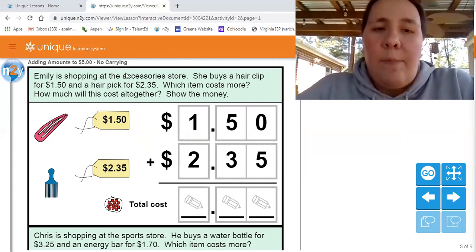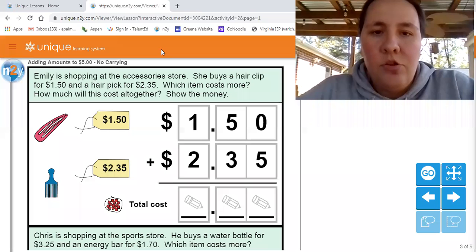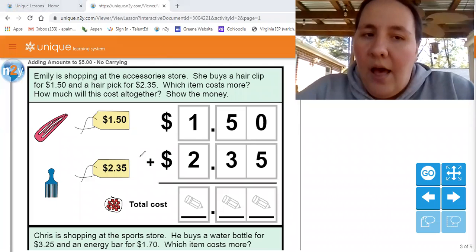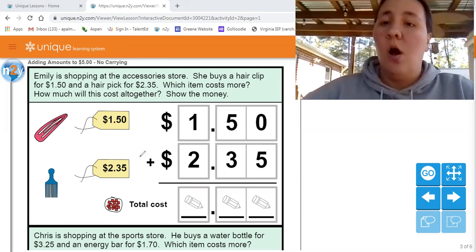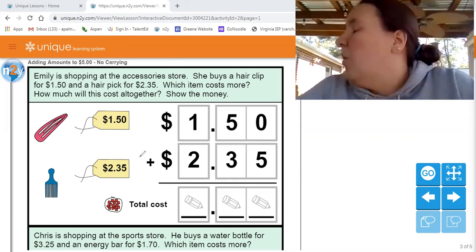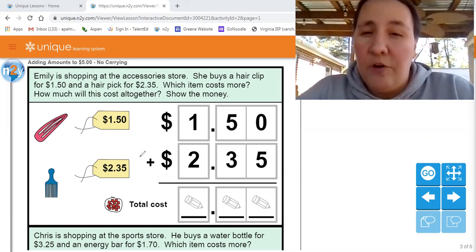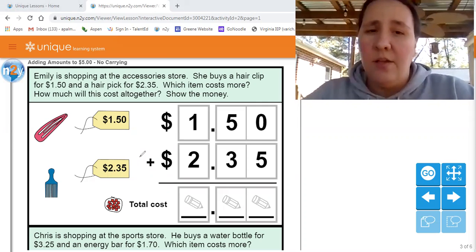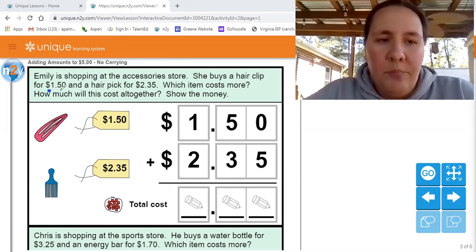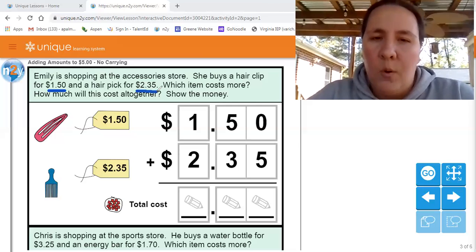So Emily is shopping at the accessory store. She buys a hair clip for $1.50 and a hair pick for $2.35. Which item costs more? How much will it cost all together? Okay. We have a couple different things in this problem. So first, I want you to take your finger and point to the numbers that are in the problem so I can underline those because they're important for us to do the work. Great job. So some of us are pointing to the first one and some of us are pointing to the second one. Beautiful job.